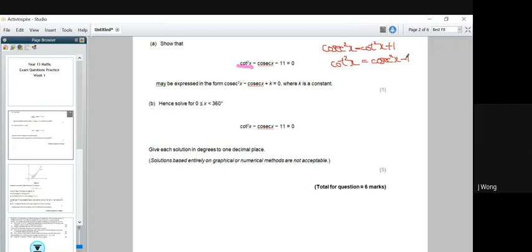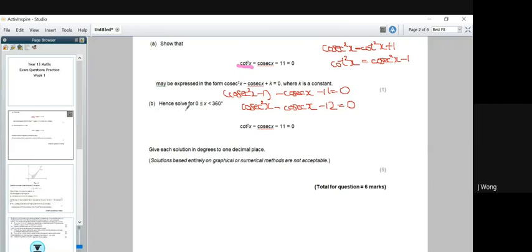So cot square x equals cosec square x minus 1, and we could just put it into the equation, which will be cosec square x minus 1 minus cosec x minus 11 equals 0. So we will have cosec square x minus cosec x minus 12 equals 0 as required. So that will be part A.